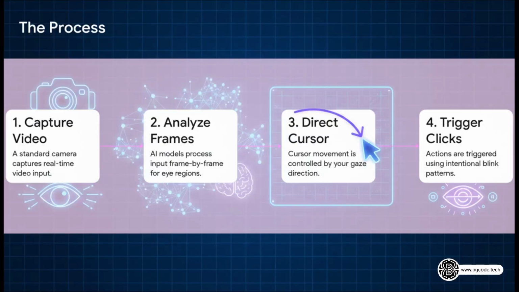The whole thing happens in real time, basically in 4 key steps. First, any old standard camera captures video of your face. Second, the AI brain of iOS analyzes that video, like frame by frame. Third, it figures out exactly where you're looking and moves the cursor right to that spot. And finally, it recognizes when you blink on purpose to trigger a click. Sounds simple, but believe me, it's incredibly complex under the hood.